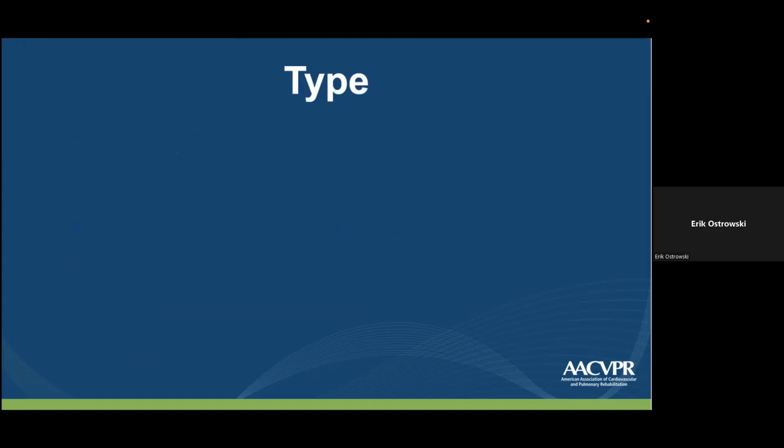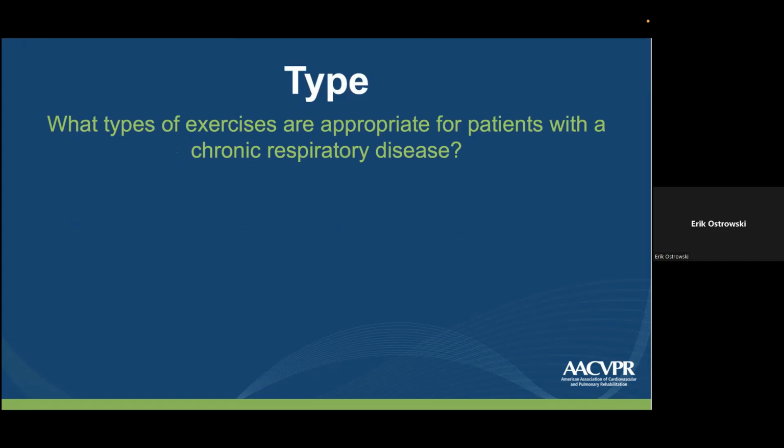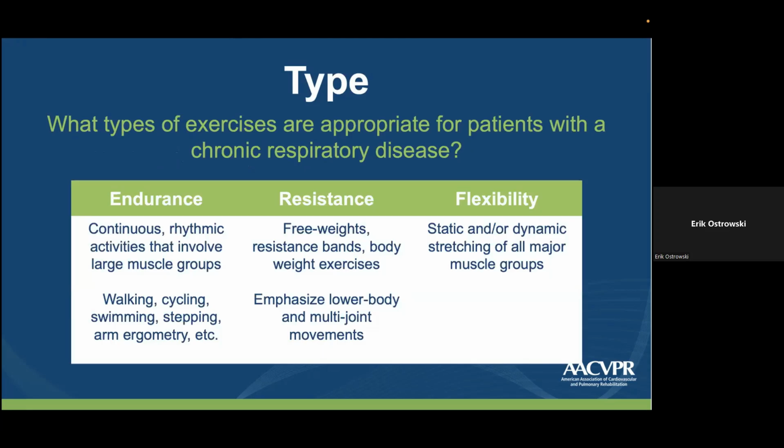So, like I said, starting backwards here a little bit, what types of exercises are appropriate for patients with a chronic respiratory disease? Endurance, resistance, and flexibility exercises are all appropriate for this patient population. In terms of endurance exercise, the focus is on continuous rhythmic activities that involve large muscle groups. So walking, biking, swimming, rowing, stepping, arm ergometry, you name it. So any continuous rhythmic activities with large muscle groups encompasses the type of exercise for endurance.